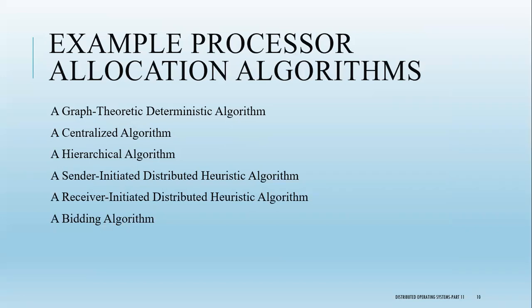Examples of processor allocation algorithms: a graph theoretic deterministic algorithm, a centralized algorithm, a hierarchical algorithm, a sender initiated distributed heuristic algorithm, a receiver initiated distributed heuristic algorithm, and a bidding algorithm.